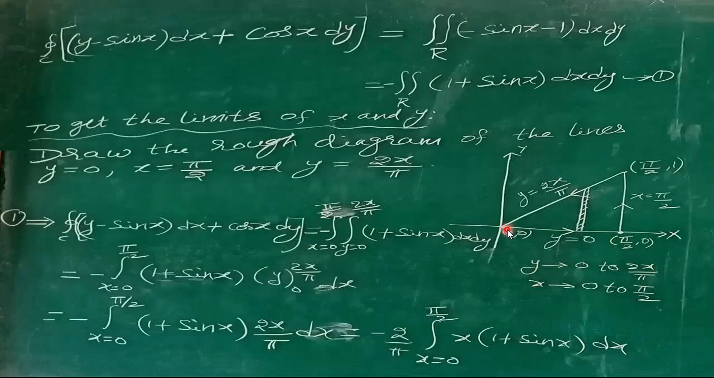X limits will be taken from the points of intersection. What are those here? 0 comma 0 and pi by 2 comma 0. Here x varies from 0 to pi by 2. So these are the x and y limits.